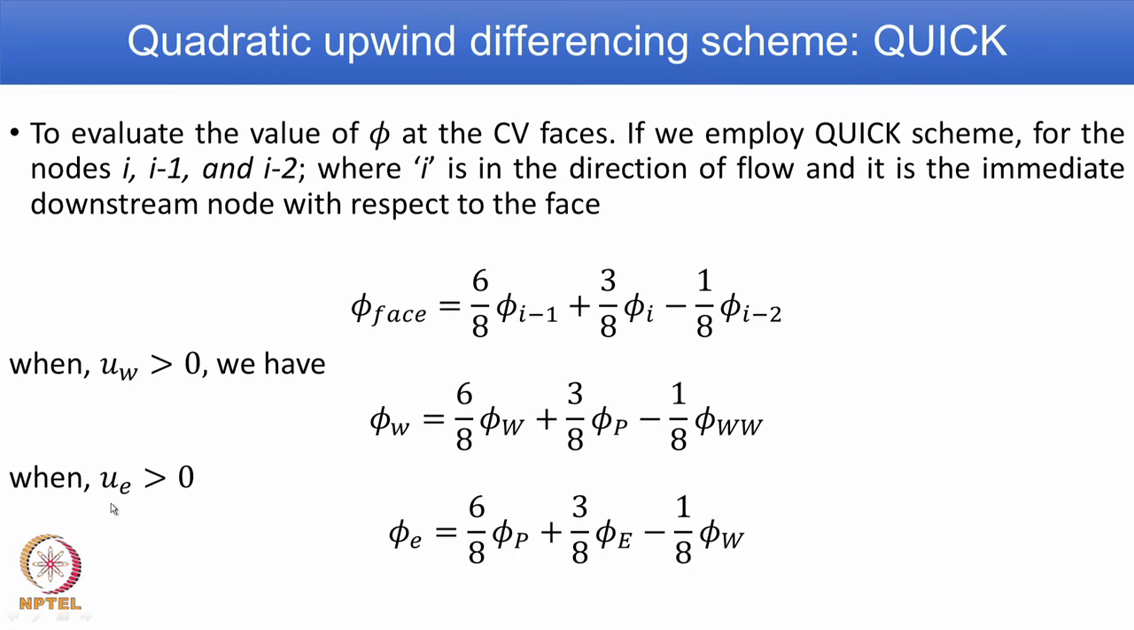If UE is greater than 0, this is another example, then you can understand how to use it. Again for UE greater than 0, which is flow again from left to right, I is the immediate downstream node, phi at E, then I minus 1 is on the left, which is phi at P, and I minus 2 is to the left of the P node, that is phi at W.